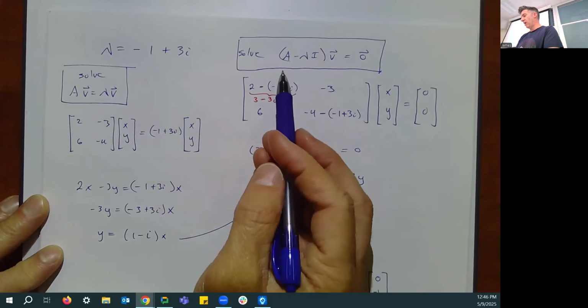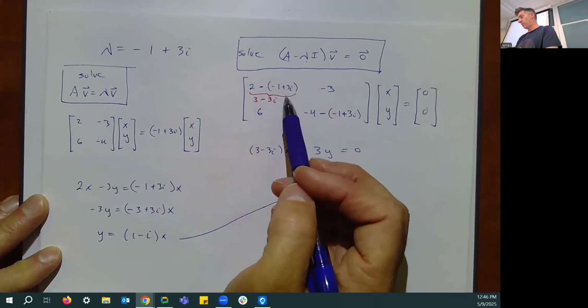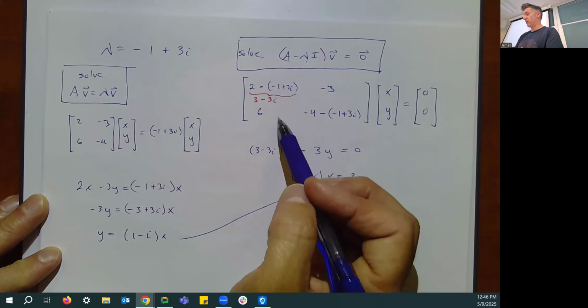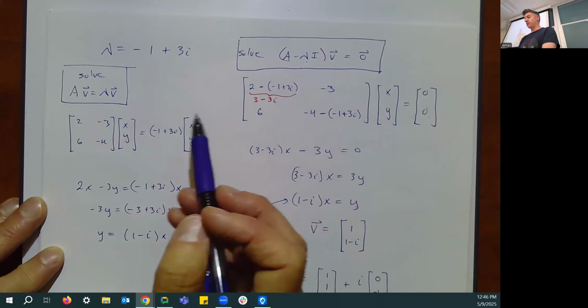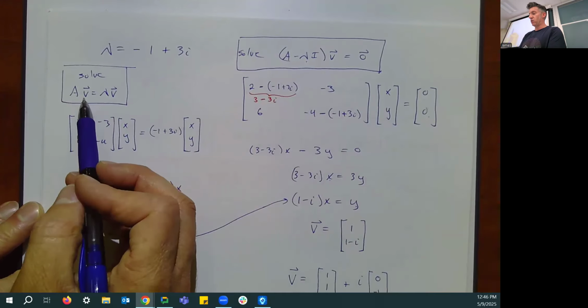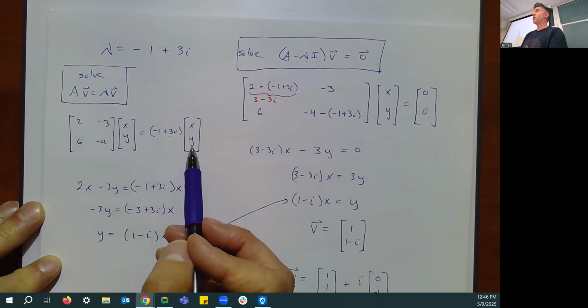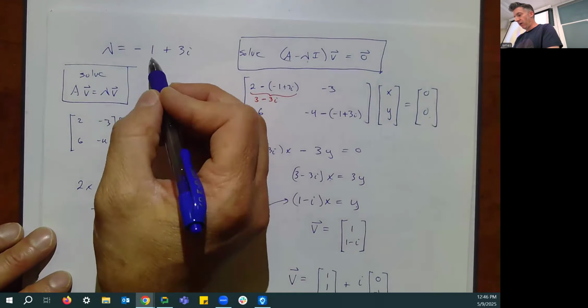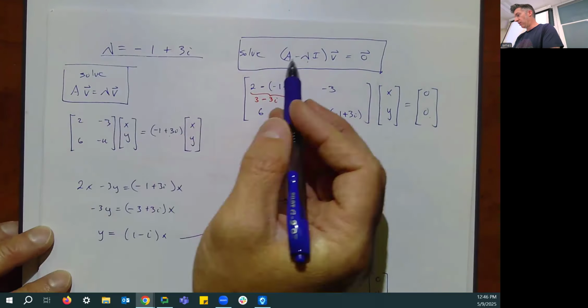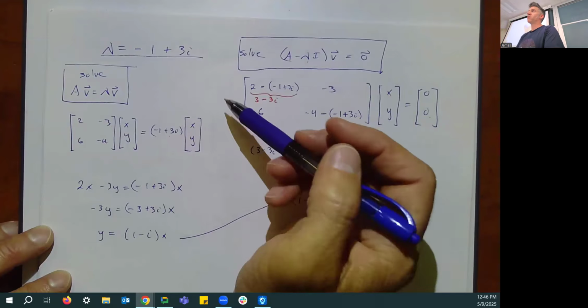So this way I'm subtracting the eigenvalues from the diagonal spots of the matrix and then saying that times my vector should equal the zero vector. Or the other way is saying my matrix times my eigenvector should equal my eigenvalue times my eigenvector. Both ways result in the same solution, so you can do it either way. I just think for messy eigenvalues, doing it this way is the better way.